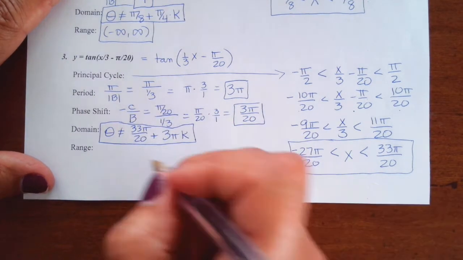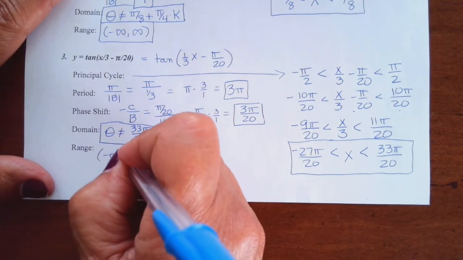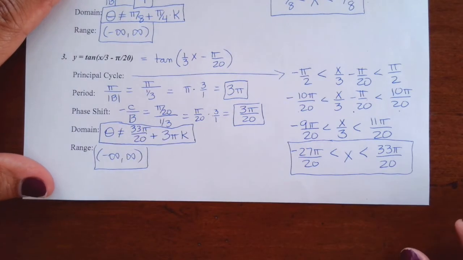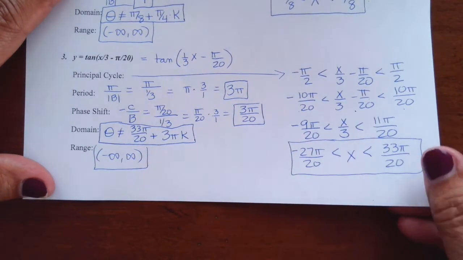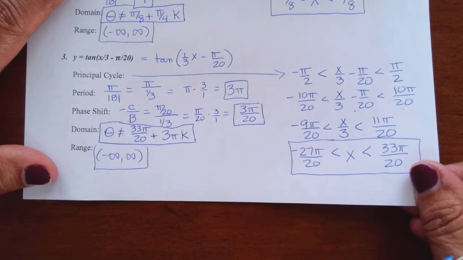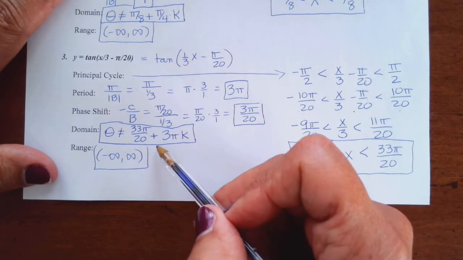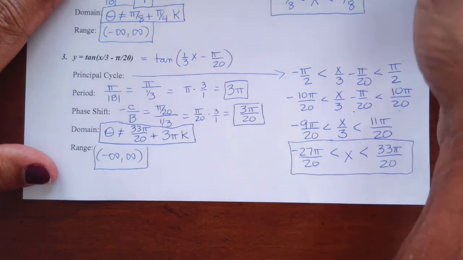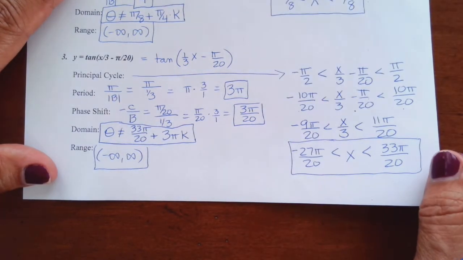Okay, and then last one is always nice for tangent. The range is all real numbers. All right, so that's the information on tangent that you are responsible for. So again, the more you do this, the more you remember how to find the domain, making sure the period is just pi and not 2 pi over b. Okay, things like that.